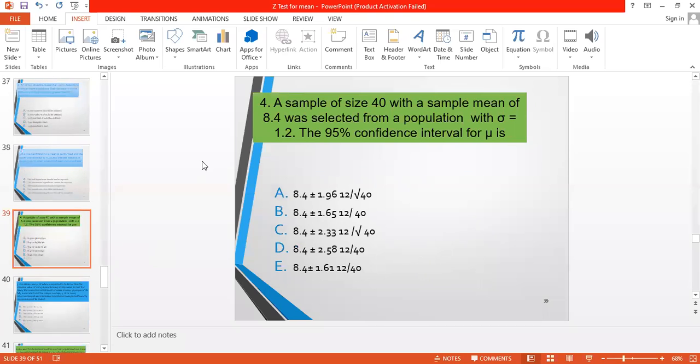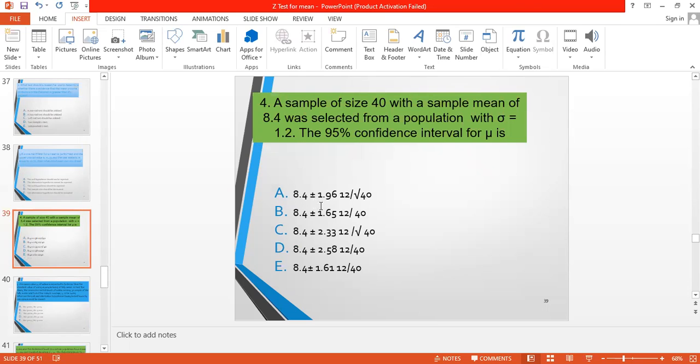A sample size of 40 with a sample mean of 8.4 was selected from a population with a known variance of 1.2. The 95% confidence interval for mu. If we put all these values in a formula, which formula is correct? A, B, C, D, or E? A is the correct answer.